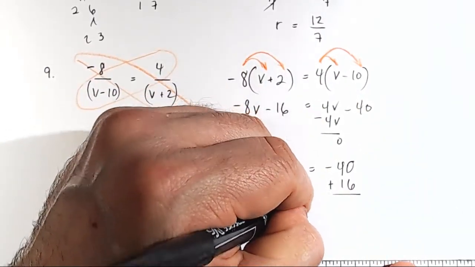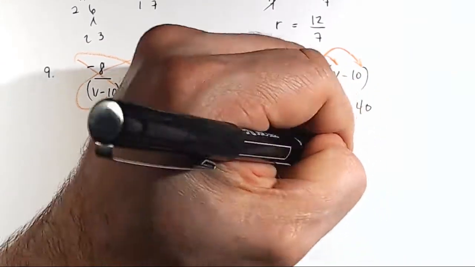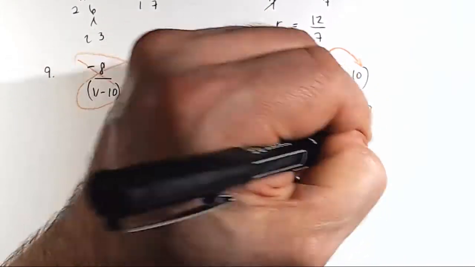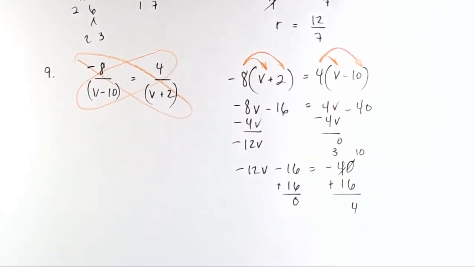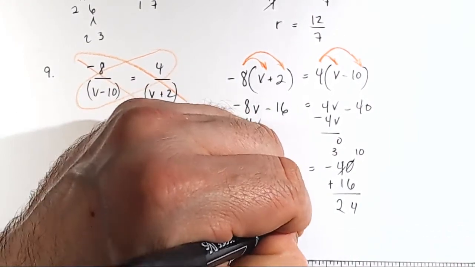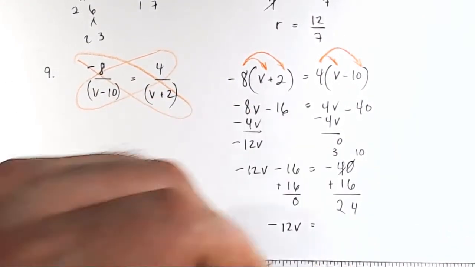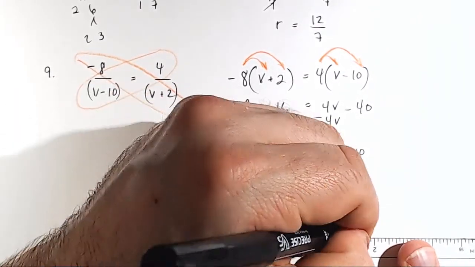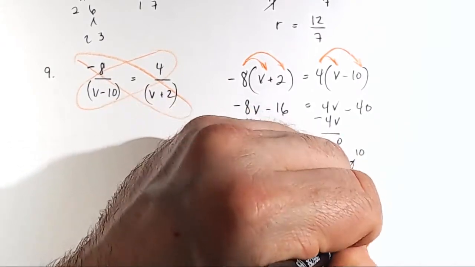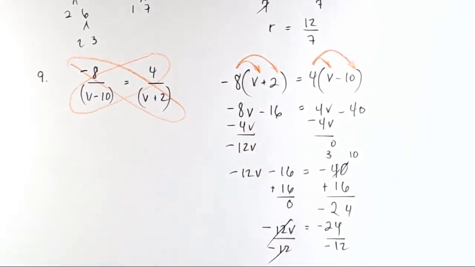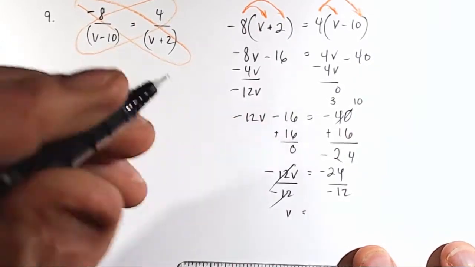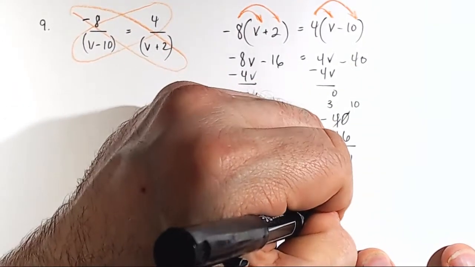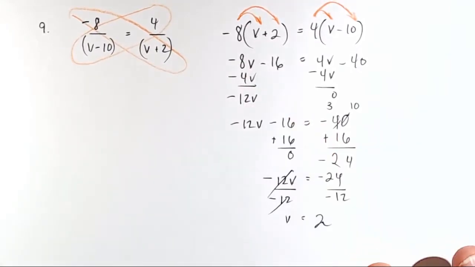On the left, it's 0. On the right, negative 40 plus 16 is negative 24. So it's negative 12v equals negative 24. So I divide both sides by negative 12. Cancel, cancel. v equals negative by a negative is positive. 24 by 12 is 2. So v equals 2.